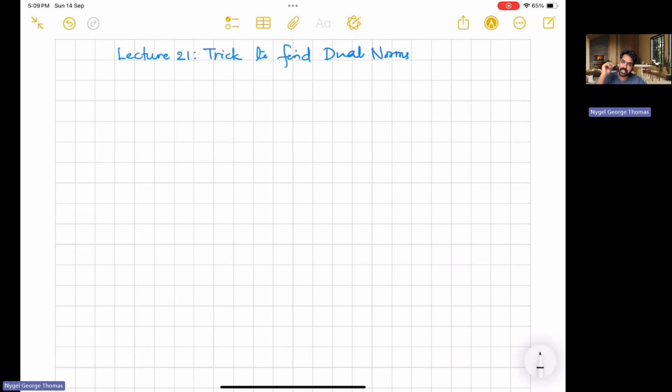Now we're going to look at a trick which we can actually use to find the dual of a norm. We've already seen the inequalities for the norm. For example, this is the inequality which we have: modulus of y transpose x is less than or equal to f of x times f d of y, where f of x is the primal norm and f d of y is the dual norm.